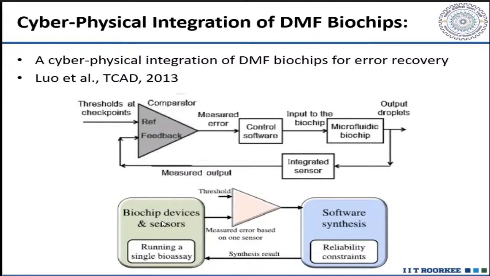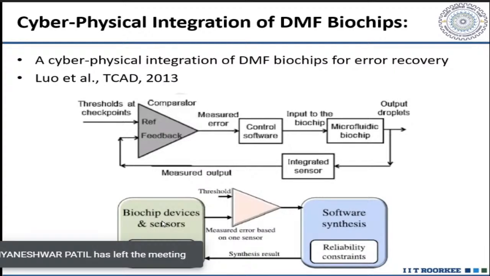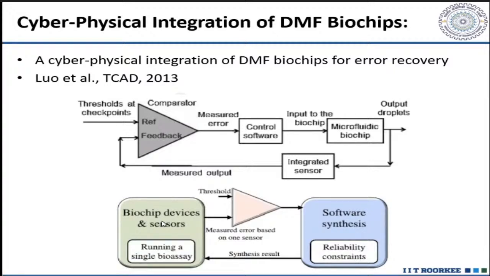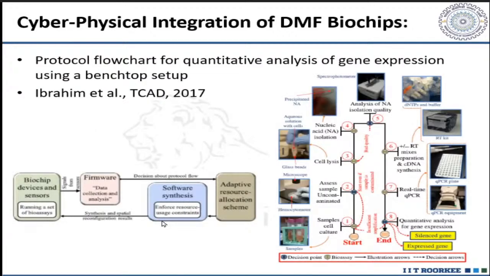So cyber-physical integration of digital microfluidic biochip for error recovery. One work you can find here is that sometimes errors come from the device, and how, due to this error, the error can be recovered. This means the results can be reliable even when there is an error. This kind of work was published recently, maybe in the last decade, in 2013 in a Transaction. And you can find other work.